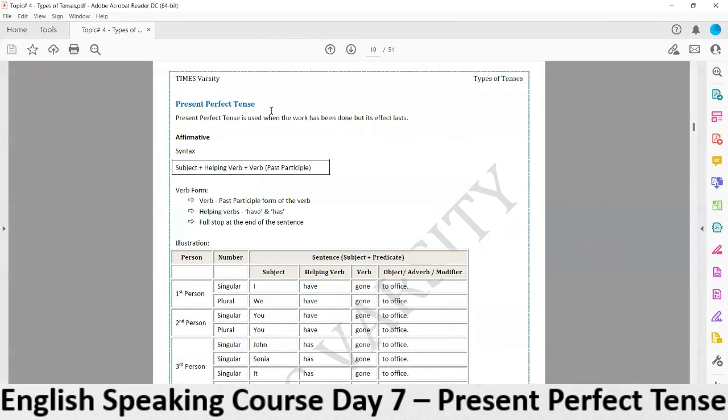Present perfect tense is used when the work has been done, but its effect lasts. So, for example, now we will see some examples. For an affirmative sentence, the syntax is subject plus helping verb plus verb, and in this case, the past participle form of the verb, that is the third form of the verb. So let's open.